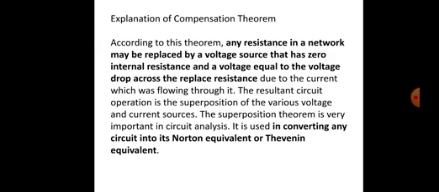The compensation theorem tells that with the change of the branch resistance, the branch current changes, and the change is equivalent to an ideal compensating voltage source in series with the branch opposing the original current, all other sources in the network being replaced by their internal resistance.